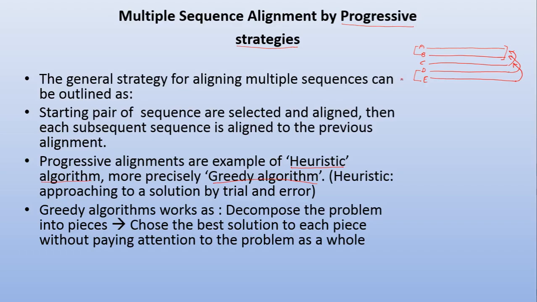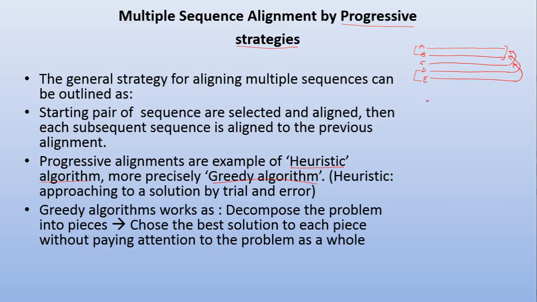Greedy algorithms are part of such a heuristic approach, in which the algorithm decomposes the problem into small individual pieces. Once you decompose the bigger problem into smaller pieces, you try to generate the best solution to each small piece without paying attention to the problem as a whole. Our main problem over here is to align these five sequences. How does a greedy algorithm work? We would divide our bigger problem into a series of shorter problems.